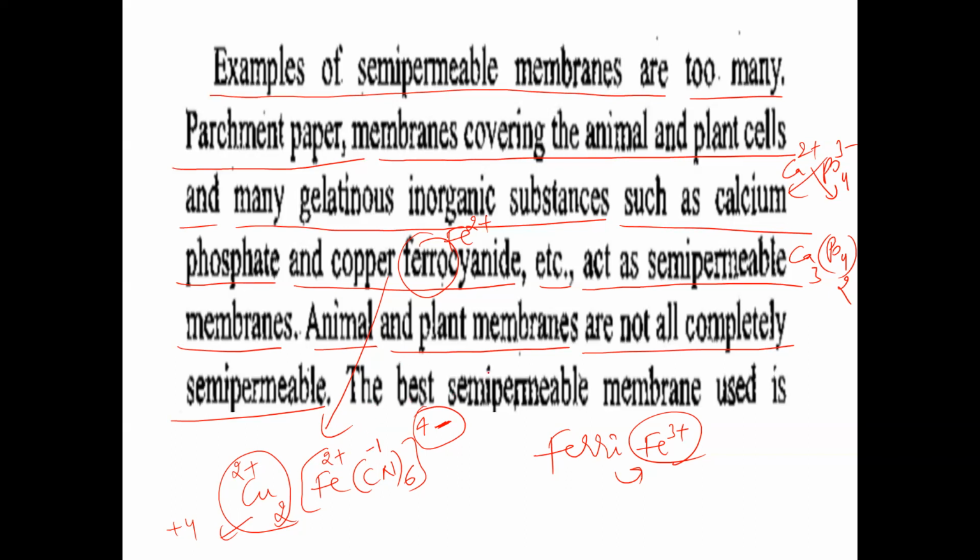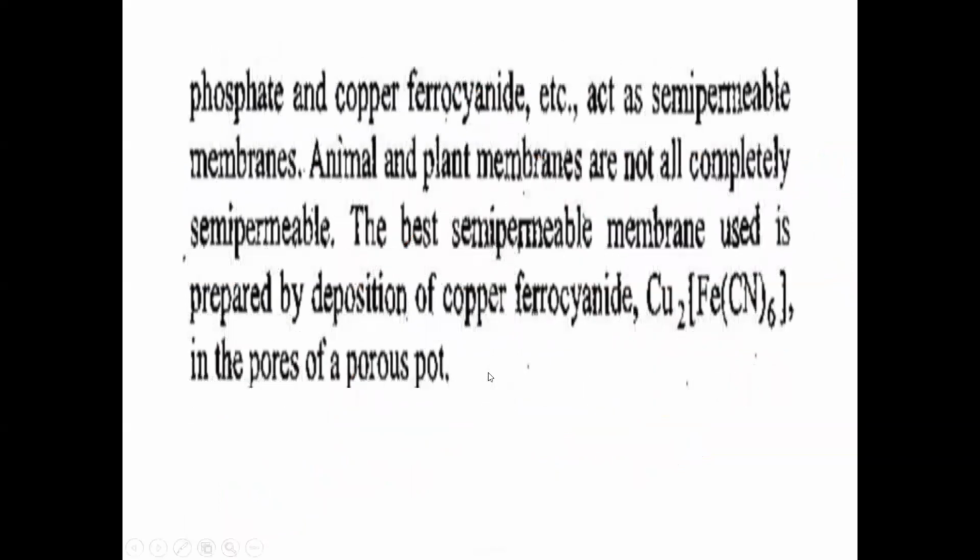The best semi-permeable membrane used is prepared by deposition of copper ferrocyanide. Copper ferrocyanide is given by the formula Cu2[Fe(CN)6]. Here each copper is +2, iron is +2, and each CN is -1.